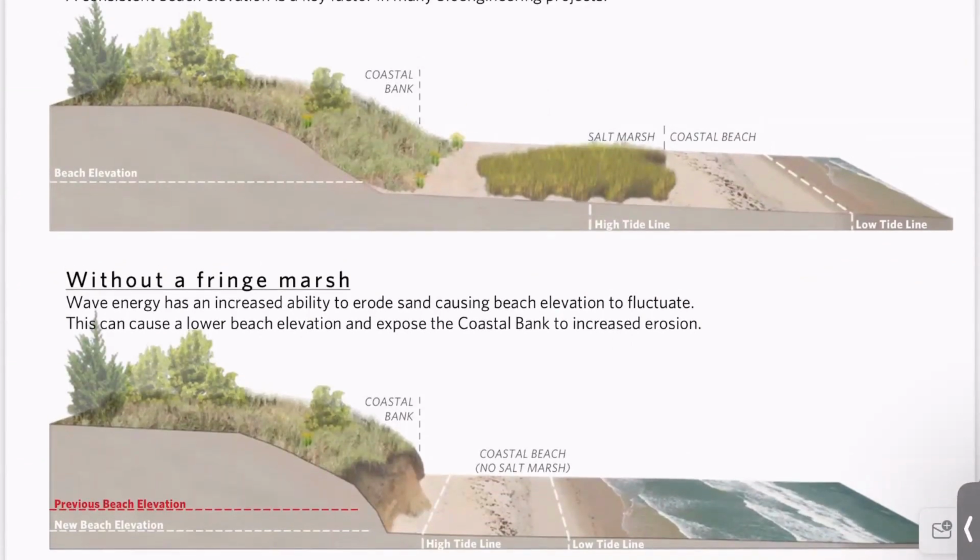Without that fringing salt marsh, your beach elevation tends to fluctuate considerably more. That often leads to erosion of the coastal landform, the coastal bank. Then the beach lowers, and that sand might move offshore, or move down the beach or up the beach. Then the tide can come in and get much closer to the coastal landform. That's what tends to exacerbate erosion.